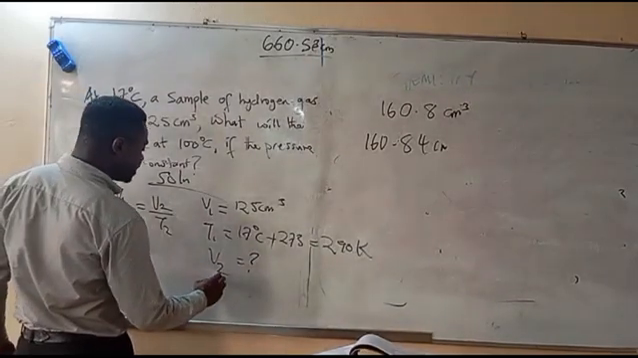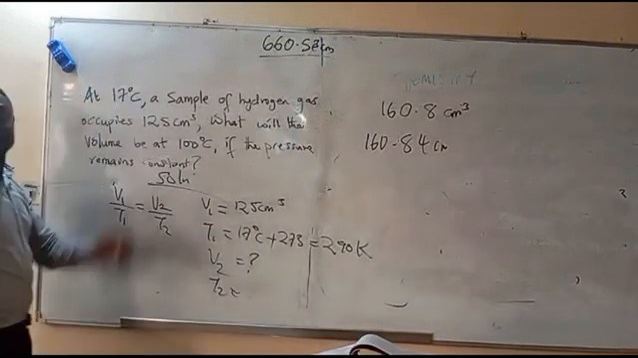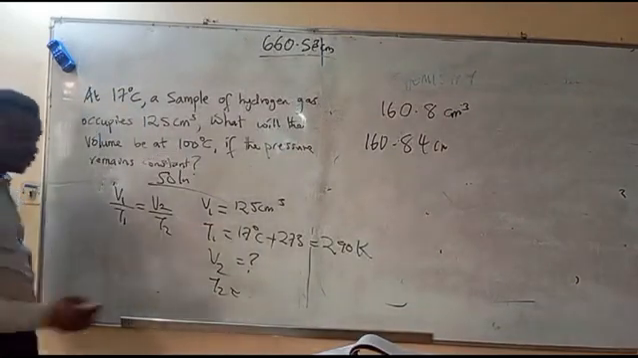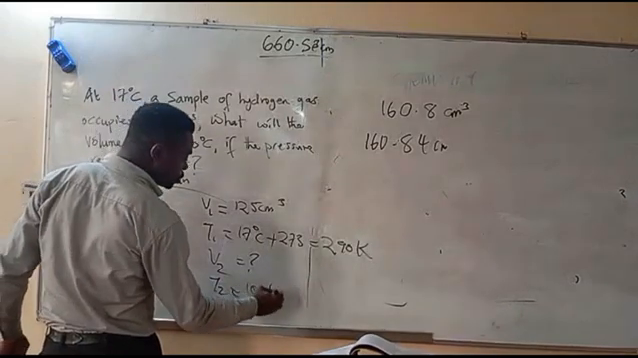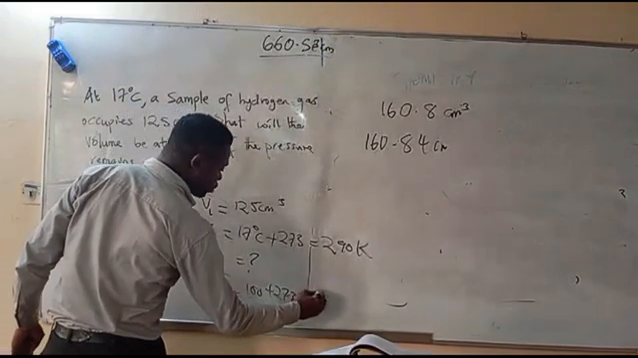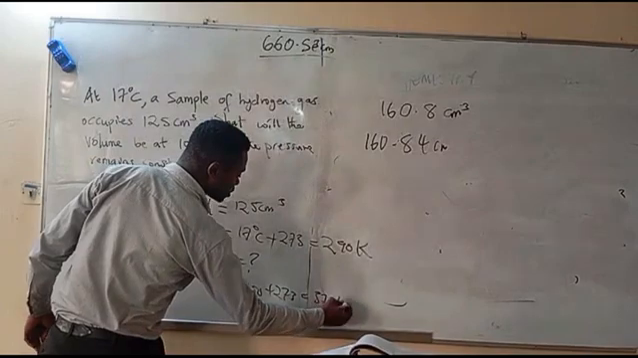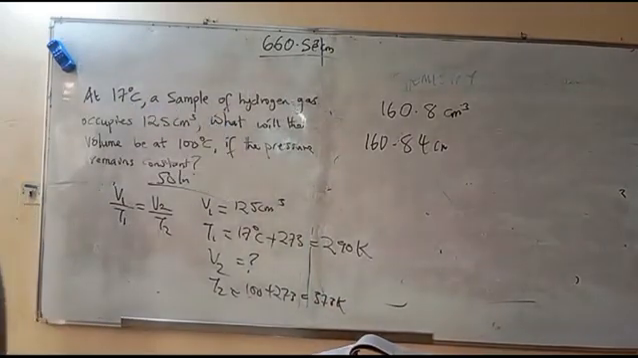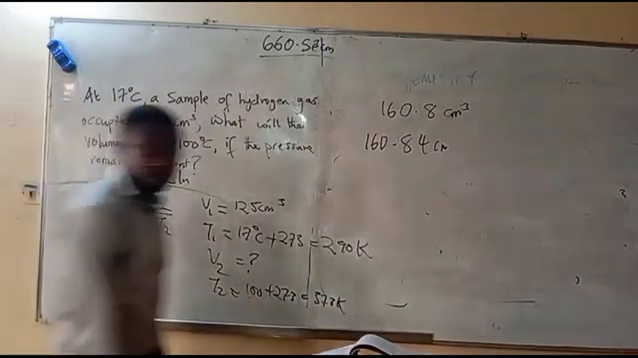Then T2 is equal to what? 100 degrees Celsius. We move it to what? Kelvin. So we add what? 273. The answer is what? 373 Kelvin. Are we together? So, excuse me.